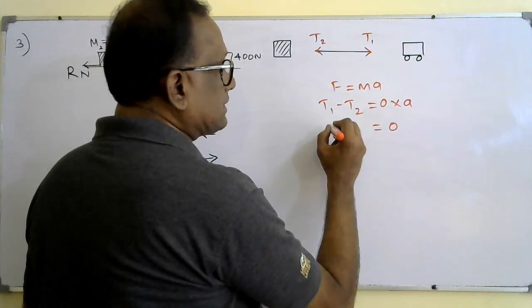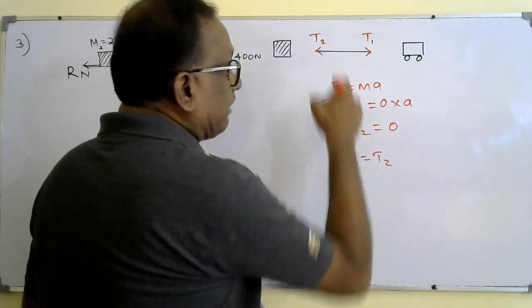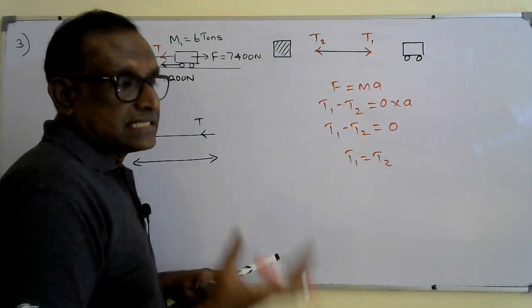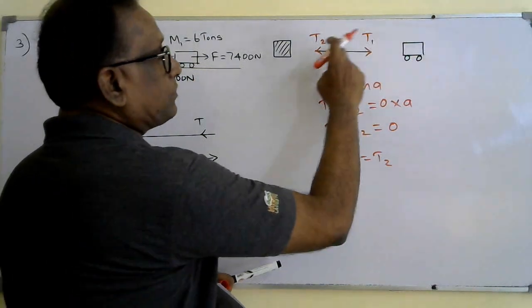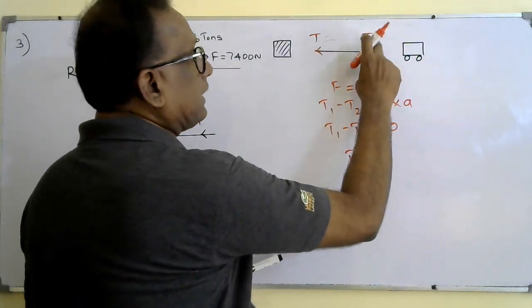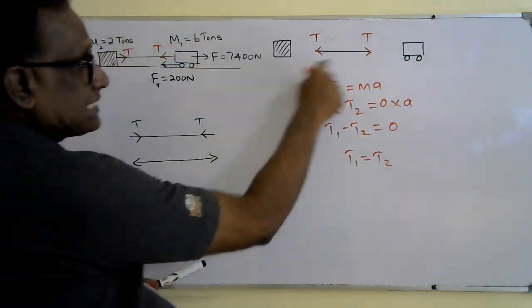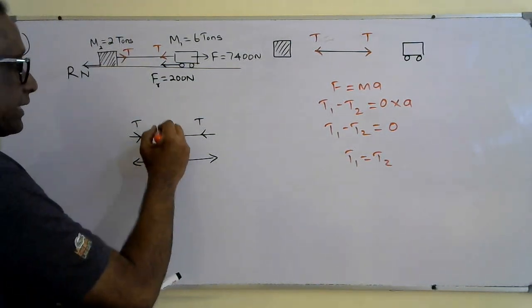So T1 minus T2 equal 0 means T1 equal T2. So if it is a light string, the tension must be the same. But if the string has a reasonable mass, then the tensions will be different. So I'll put the tension the same, T. Okay. So now this is the actual tension acting on the string. It should be stretching the string. Tension always stretches. It won't compress. So this is the wrong diagram.